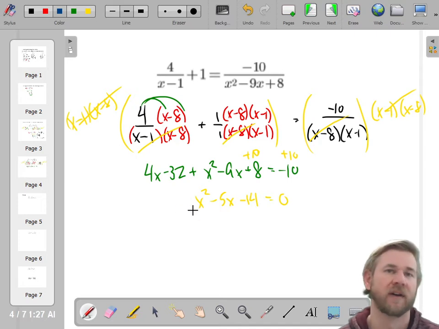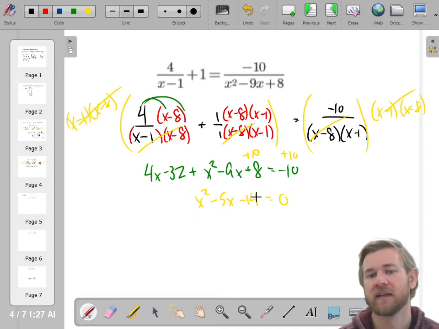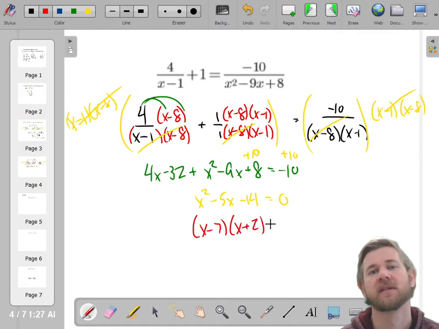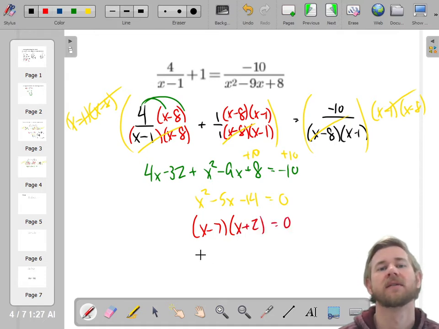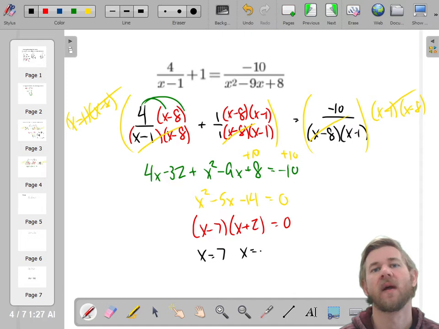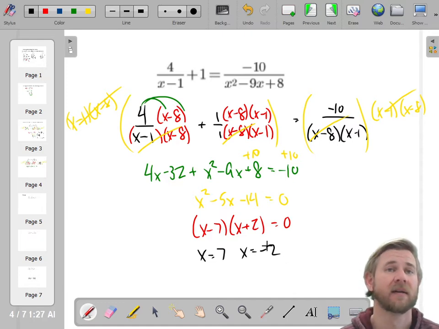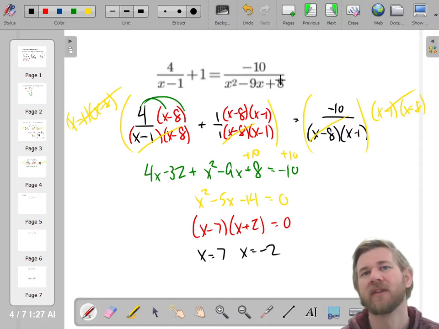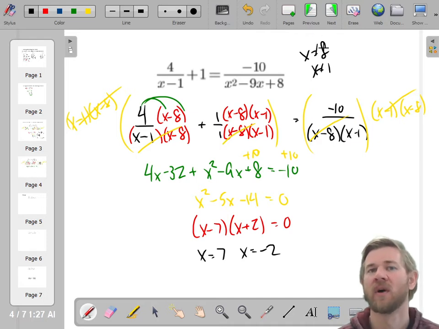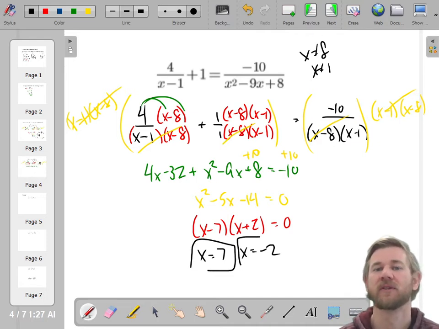That's factorable. Fine. Easy. What multiplies to negative 14 and adds to negative 5? X minus 7, x plus 2. That means my solutions are at 7 or at negative 2. Maybe. If you think about it at the beginning, the things that are not in the domain: x can't be 8, x can't be 1, because of these denominators. We didn't get either of those, so these are both solutions.